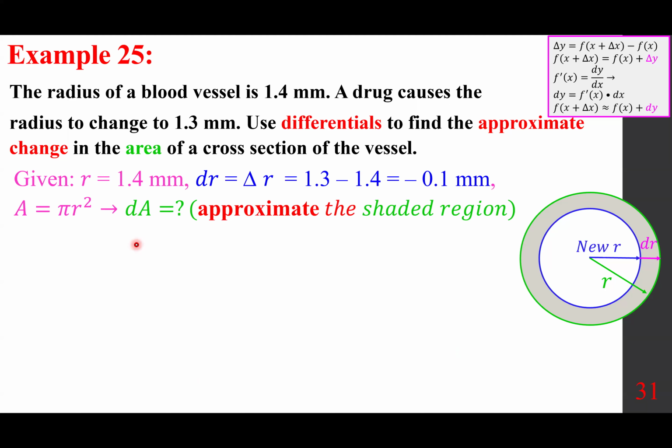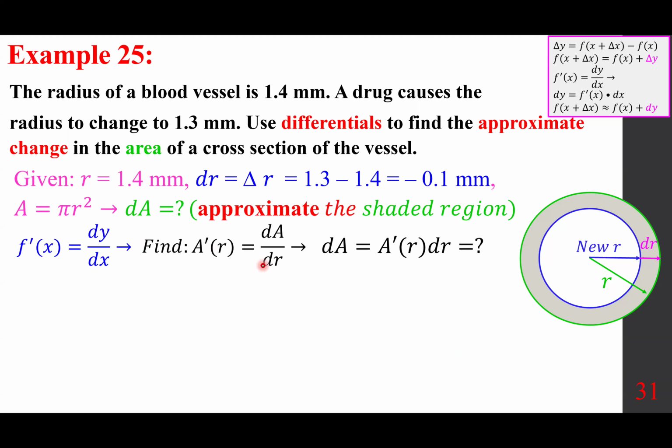Since f prime of x is dy/dx, A prime of r is dA/dr. I want you to compare and contrast. Therefore, dA is the product of these two. So if A is pi r squared, let's find dA/dr. It starts with pi, and then the derivative of r squared gives us 2r, or 2 pi r, which makes dA equal to 2 pi r times dr.